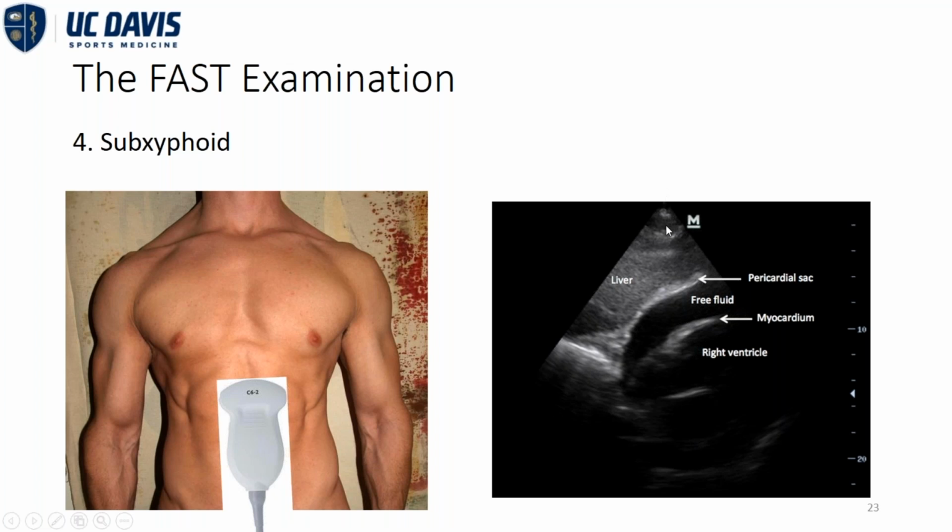If you're looking through the liver, the first structure you're going to see is the right ventricle and then the left ventricle here. Because this is the most inferior border of the heart, this is the most dependent portion of the heart in the pericardial space. So this is where fluid will collect most commonly due to gravity. Free fluid here is considered a positive FAST examination for a pericardial effusion.